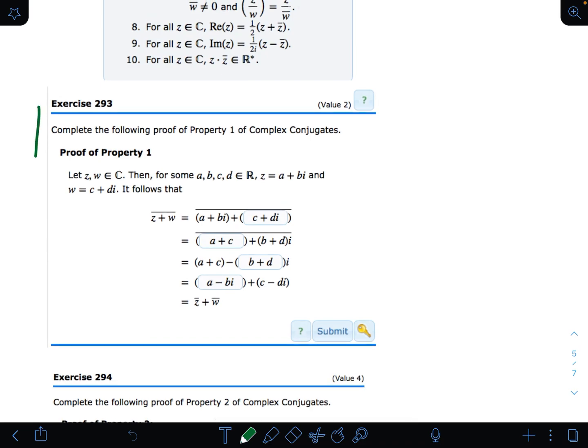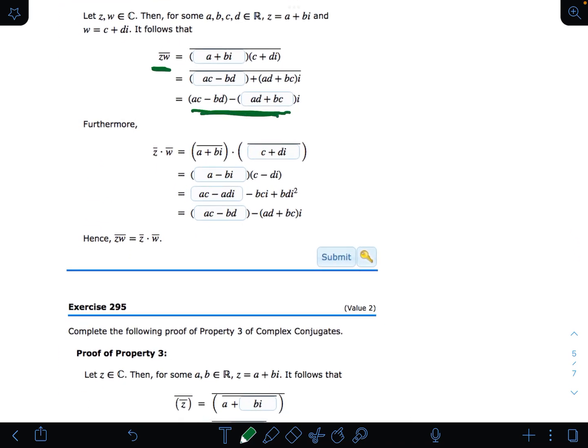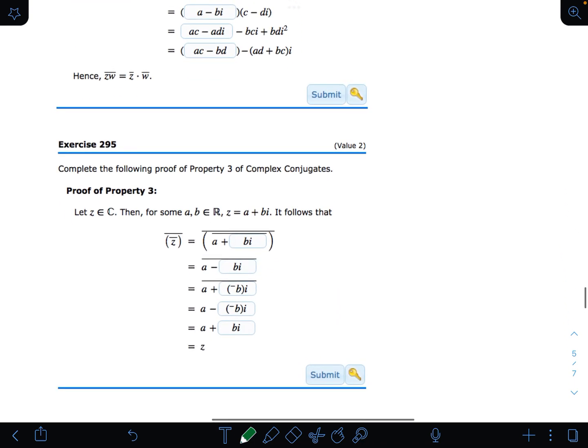Exercise 293 is the proof of property number 1, showing how the conjugate of a sum of z plus w is the same as the individual conjugates added together. And then there's this law of the products. If I've got the conjugate of two different imaginary values, and those values are going to be a plus bi and c plus di respectively, I'll get ac minus bd minus ad plus bc times i. Does this sound familiar? Yeah, it should. This was that star and circle operation we encountered last week.